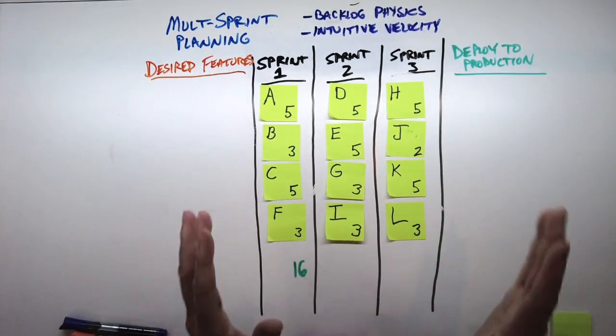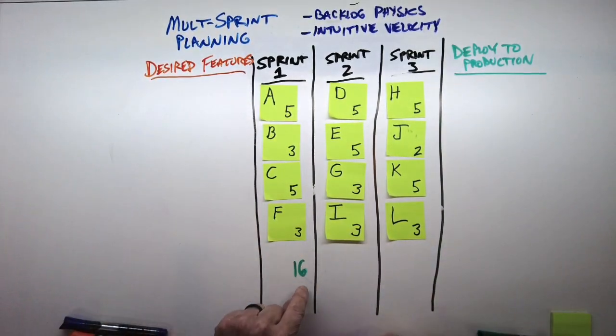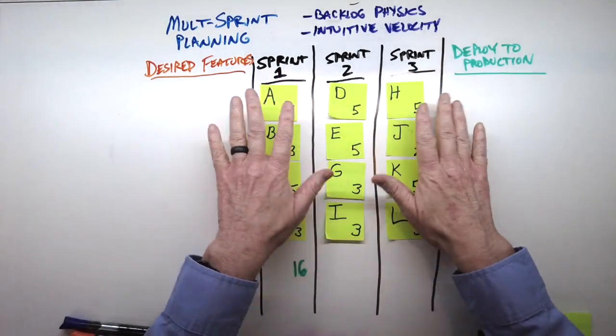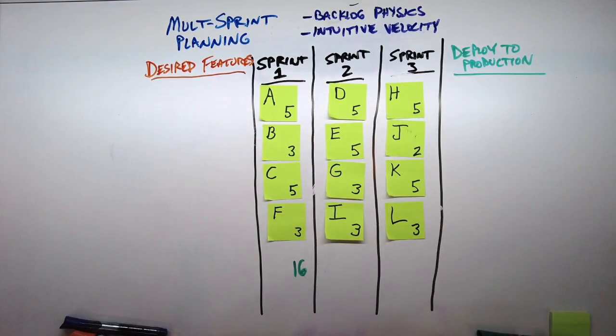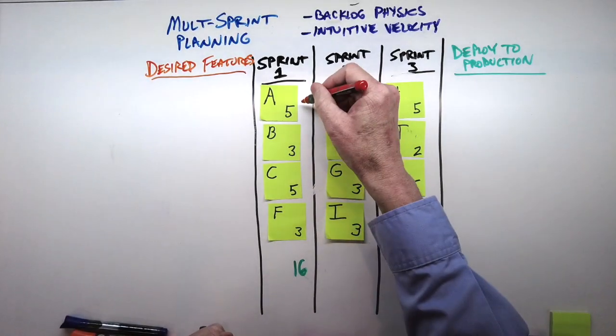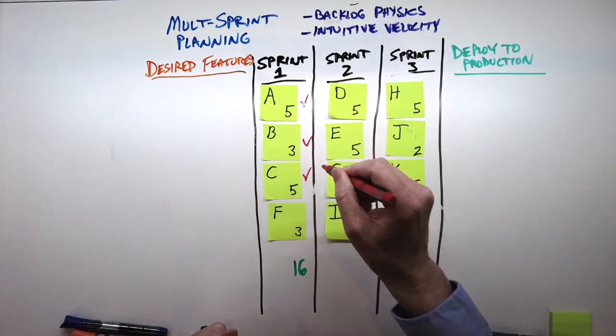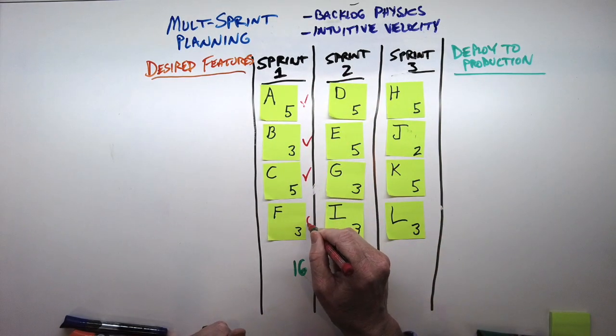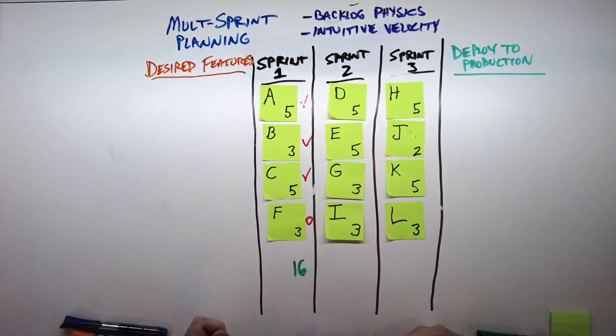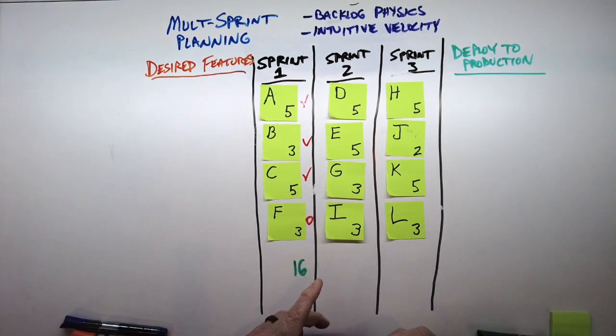Say, we think right now, without data, but our intuition says we can fit all of this by our deployment date. So the sprint proceeds. Let's say we work through the sprint. A gets done and B gets done and C gets done, but F did not get done. We got started on it, but it did not get done.